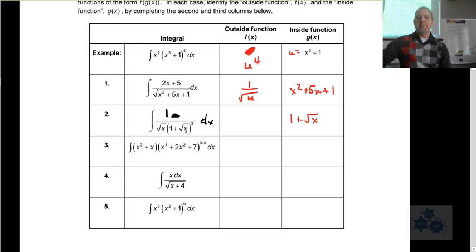Okay. Think about this inside function. The derivative here, this is x to the power of 1/2. So the derivative is going to be 1/2 x to the power of negative 1/2. This is x to the power of negative 1/2. So that's part of the derivative of the inner function. So I think we're going to go 1 over u cubed. You guys okay with that?